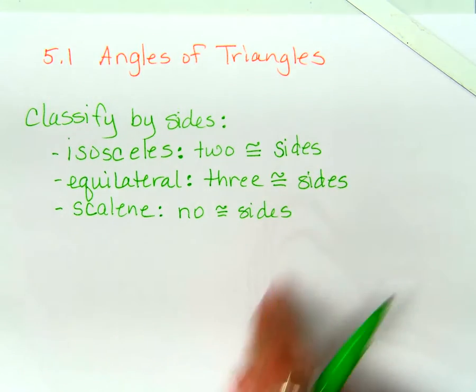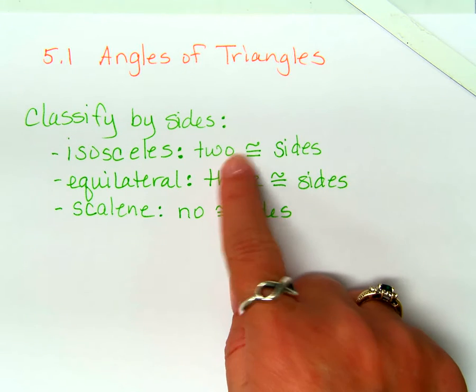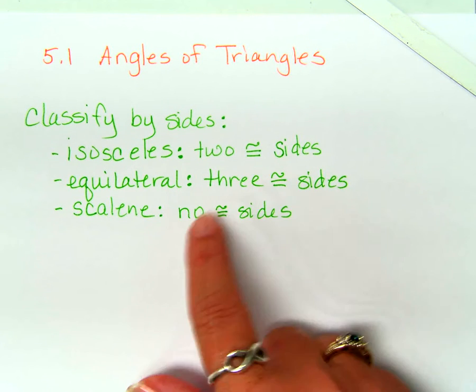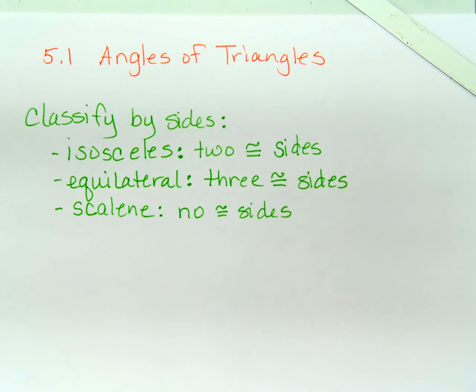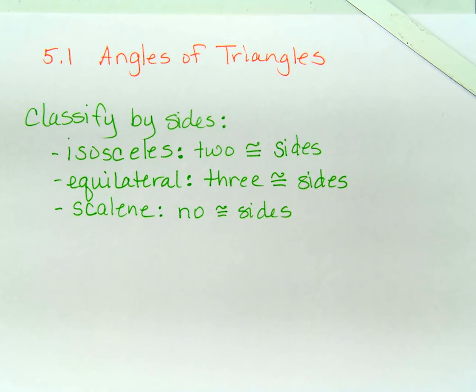So why don't we have something on this list about one side being congruent? Yeah, that doesn't even make any sense, does it? Two sides are congruent, that means they have the same length, right? Three sides being the same length, one side having the same length as what? It doesn't make any sense, okay? So that's why we have no sides, two sides, and three sides. Got it? Any questions?